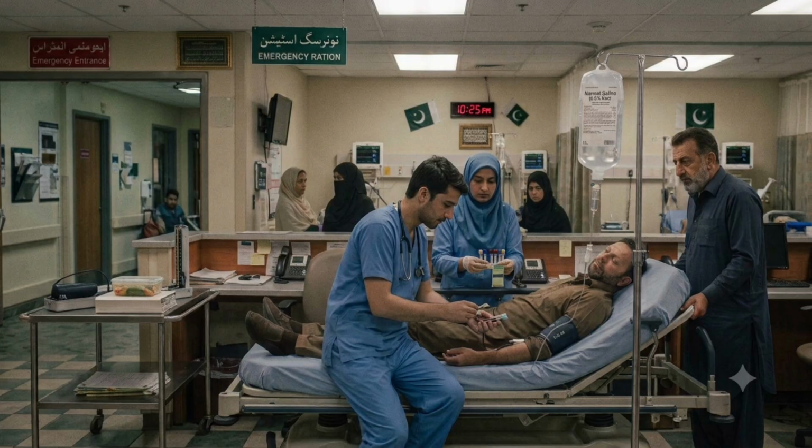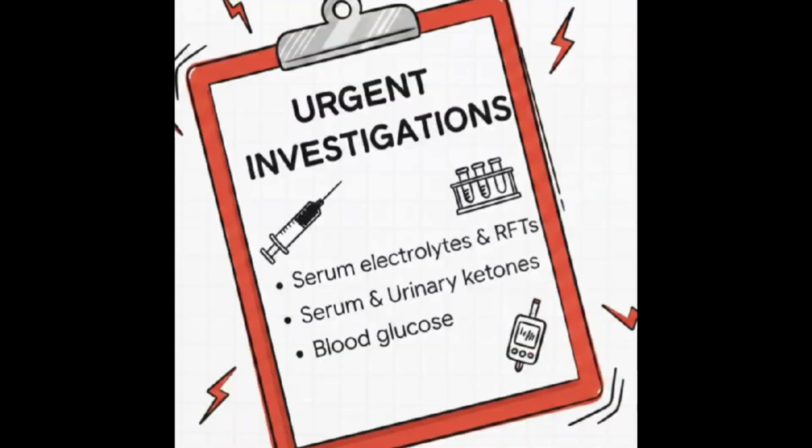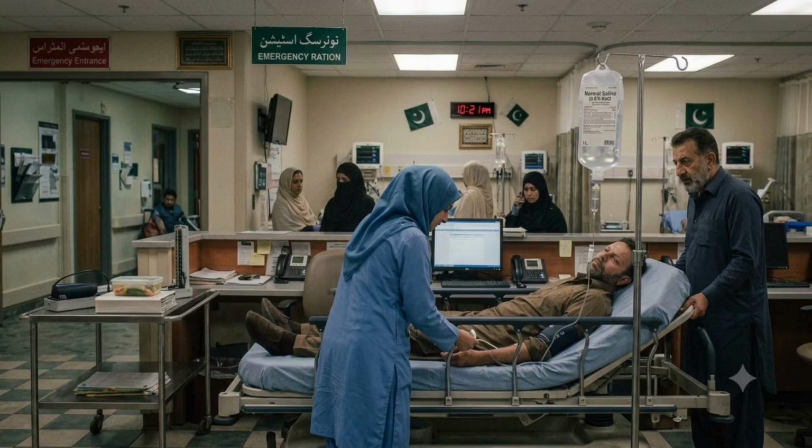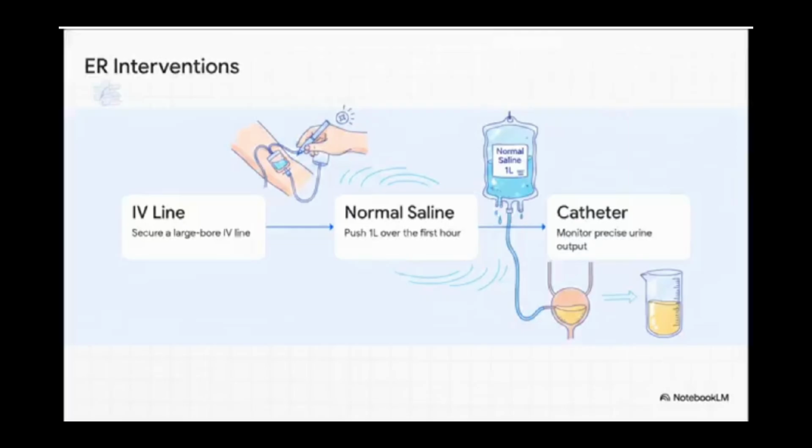You urgently send investigations including arterial blood gas to assess pH, serum electrolytes to check for potassium levels and calculate the anion gap, serum ketones and urinary ketones, and blood glucose measurement. Meanwhile, you ask the nursing staff to establish a large bore IV line and begin fluid resuscitation with 1 liter of normal saline over 1 hour. You also catheterize the patient, as accurate monitoring of urine output is essential.